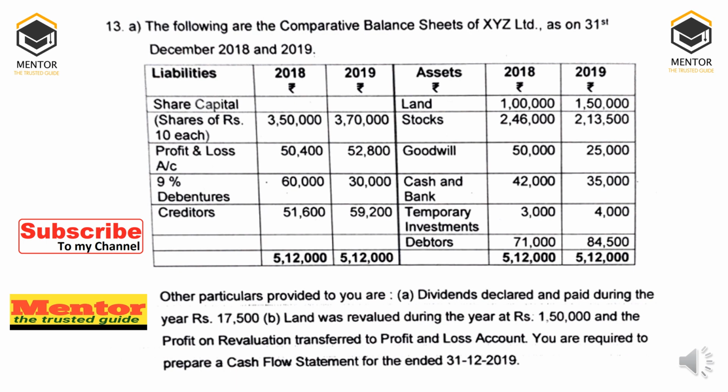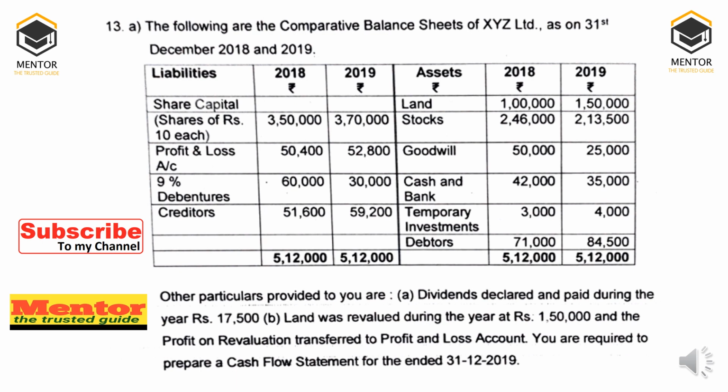Land, stock, goodwill, cash, temporary investments. Temporary investment refers to cash and cash equivalents only, cash only. Debtors, share capital, P&L account, 9% debentures and creditors. With the help of this information and additional information further we have provided, dividend declared and paid during the year were rupees 17,500. Dividend declared and paid.